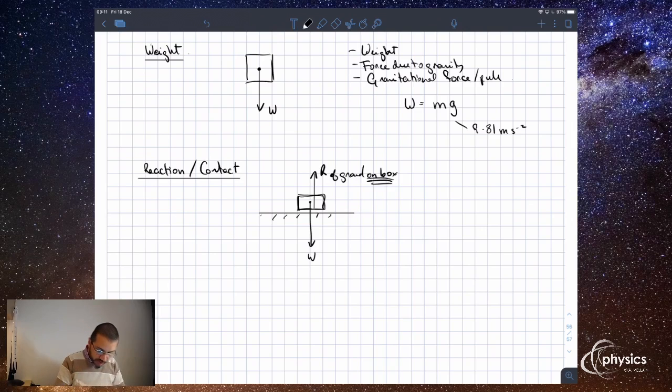The reaction force is always drawn 90 degrees to the surfaces which are touching each other. If the surfaces are touching each other like that, the reaction force is going to be perpendicular. If they are touching each other like that, the reaction force is going to be perpendicular again. So if I have an inclined plane, the weight is always drawn directly downwards, but the reaction force will be drawn perpendicular to the surfaces which are touching each other. The box is pushing the inclined plane, so the inclined plane will push the box back.